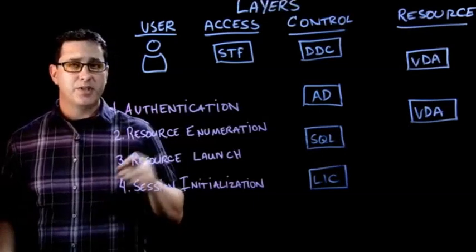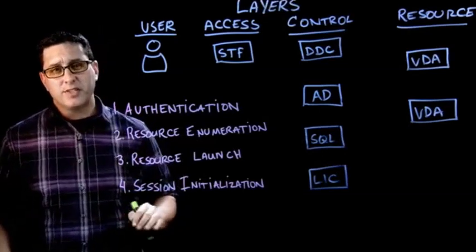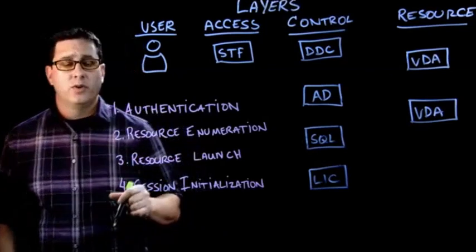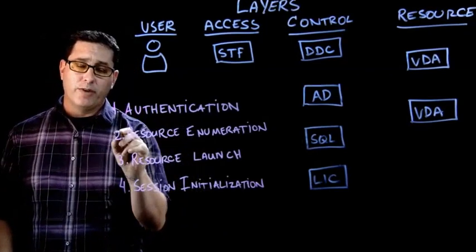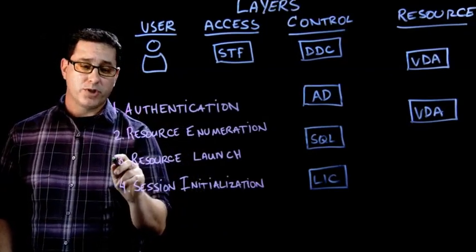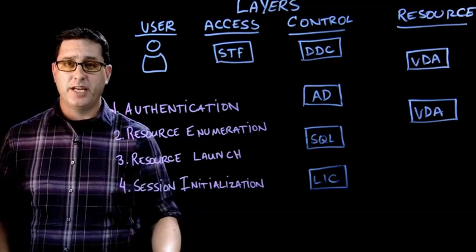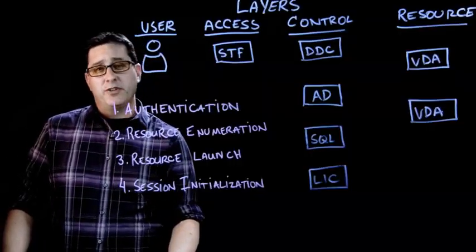Resource, be it a published app or published desktop, consists of 4 high-level phases. We have user authentication, we have resource enumeration, we have resource launch, and session initialization. Let's begin with the authentication phase.